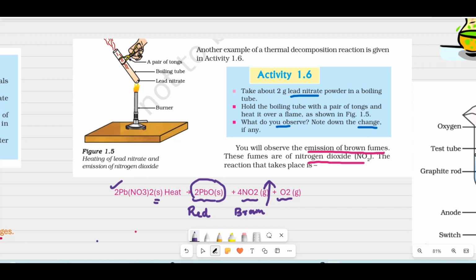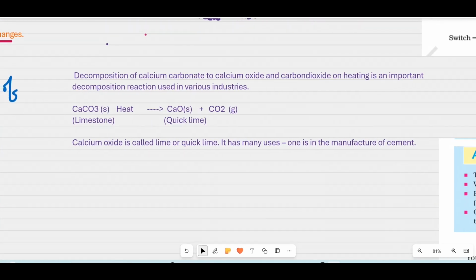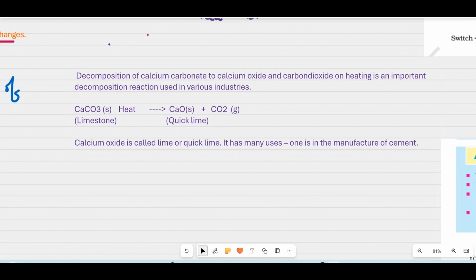Okay, and now we have one more example with heating, that is the decomposition of calcium carbonate. The formula you already know, that is CaCO3. When you heat this compound, calcium carbonate decomposes to give calcium oxide and carbon dioxide gas, and carbon dioxide gas will be liberated. Now calcium oxide is called lime or quicklime, and one of its main uses is in the manufacture of cement, as you already know.